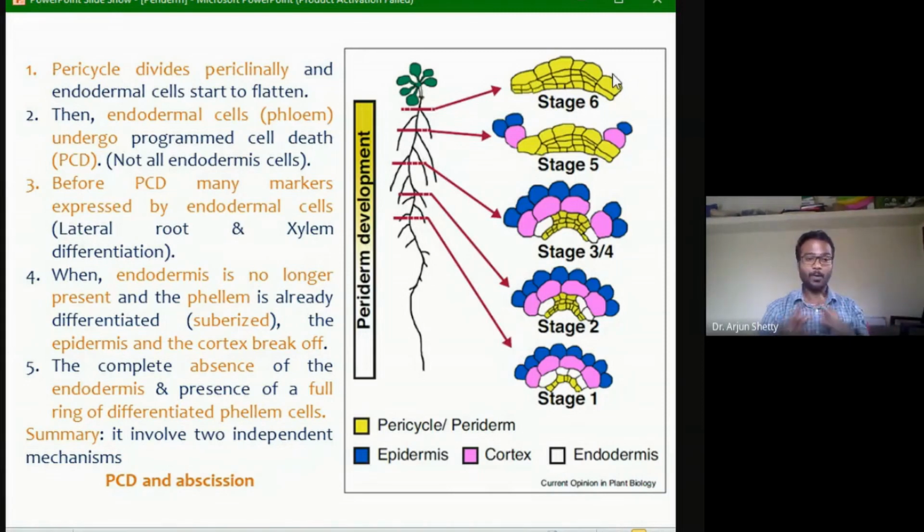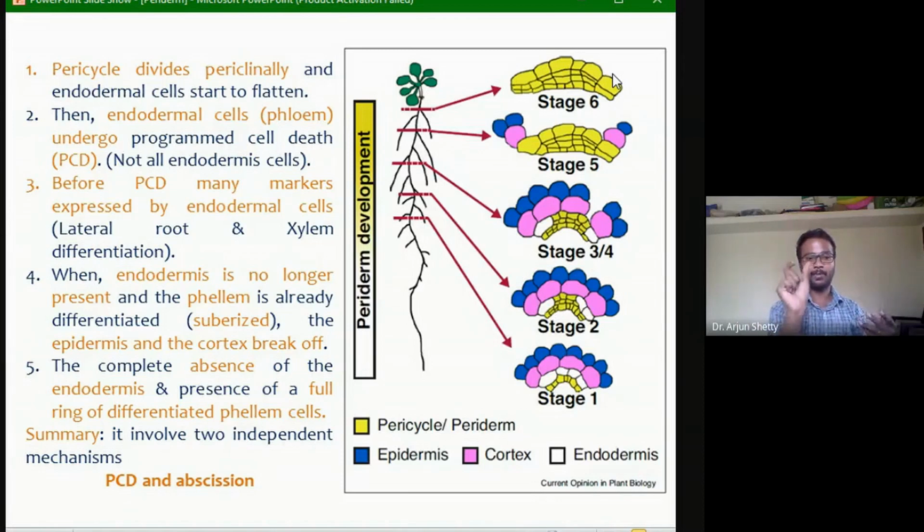The overall summary of the development or formation of the periderm is that the cells undergo 2 types of mechanism. One is PCD, programmed cell death. Once the cells have undergone programmed cell death, they have to get removed by abscission, which is nothing but early death, because the endodermis is not yet ready to die. Because of the pericycle division, the endodermis has to undergo apoptosis. Even the epidermis as well as cortex is not yet ready to die, but because of the phellem, they have to die.